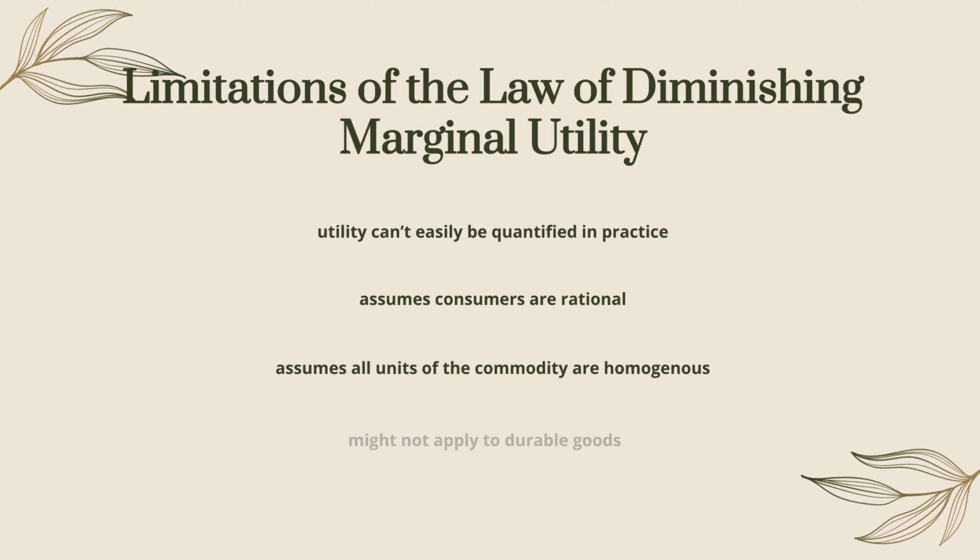Lastly, the law might not apply to durable goods. Durable goods are goods that are consumed over a longer period of time multiple times, as opposed to, let's say, a banana, which you'd eat and it's gone. Examples of durable goods are phones, clothing, tools, etc. These goods don't really have a set time frame or different units for their consumption, so it can be very inaccurate and difficult when trying to pinpoint their marginal utility. Therefore, it doesn't always apply in their case.